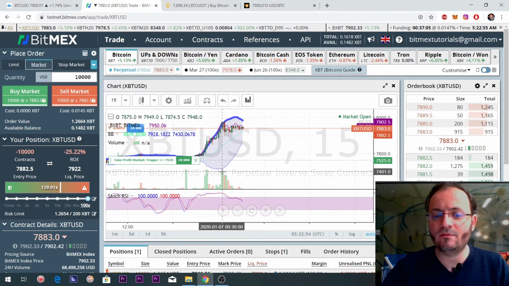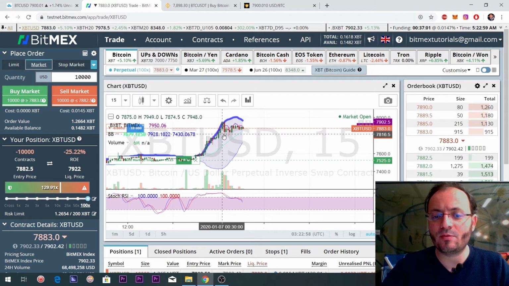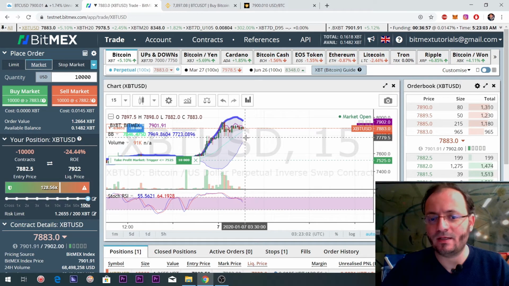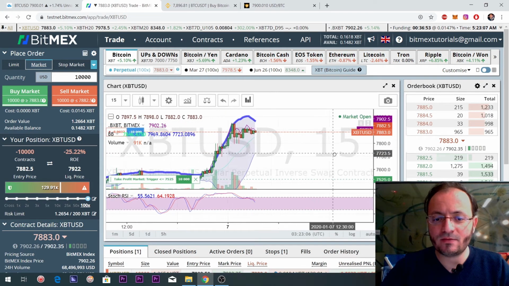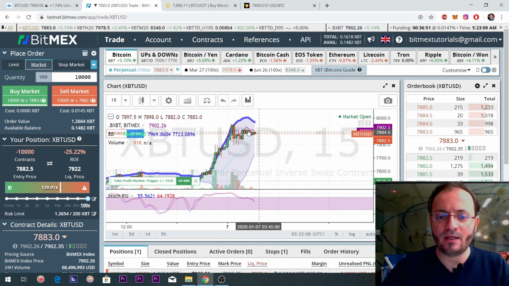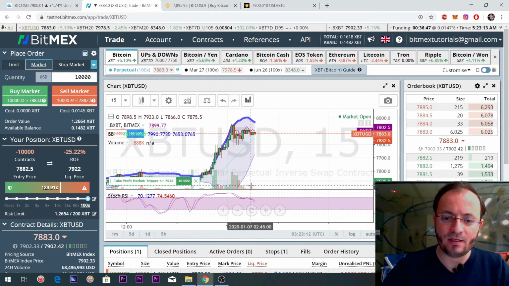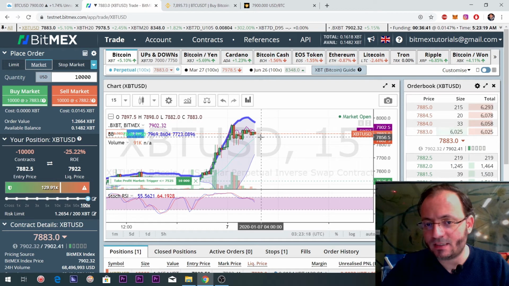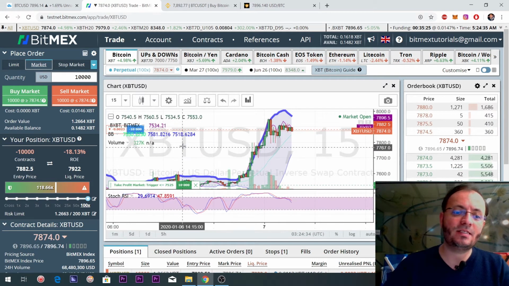So if the volume is descending, usually the price will also be descending, because usually the price follows the volume. If the volume is descending like here, maybe we will see a descending price also. Let's look at the interface here.